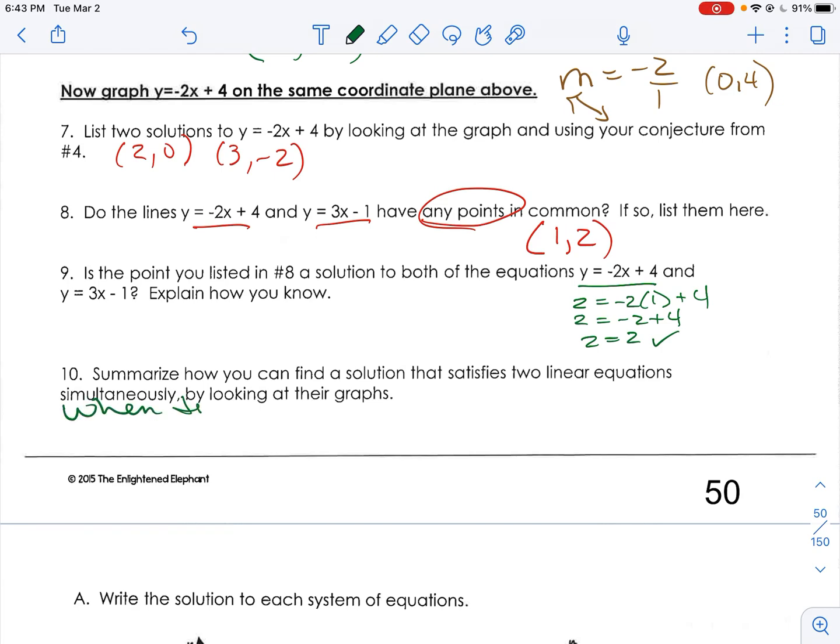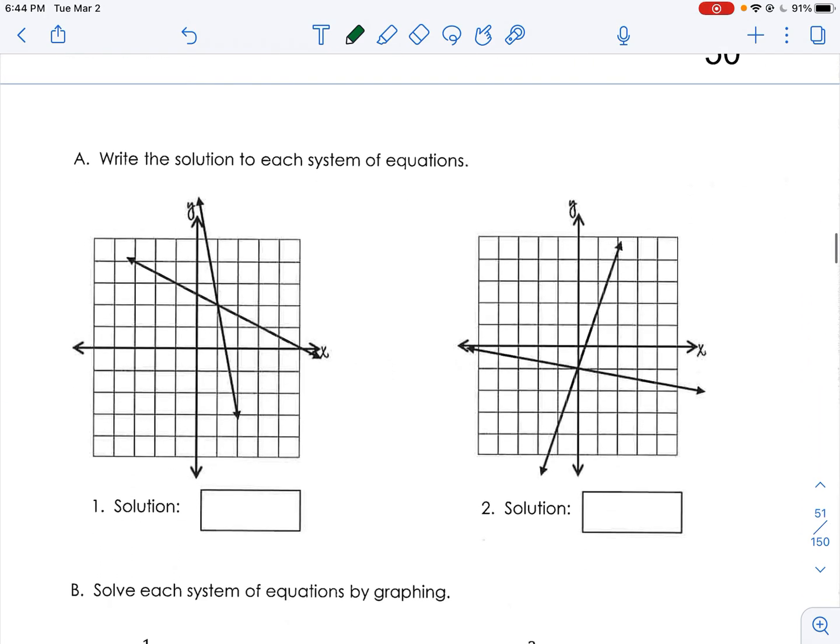So when the 2 graphs run into each other. Another way to say that is when they intersect. Okay, so if I'm looking at this, what's the solution? It's where they run into each other, right there at that point. So the point 1, 2. Where they run into each other? The point 0, -1.